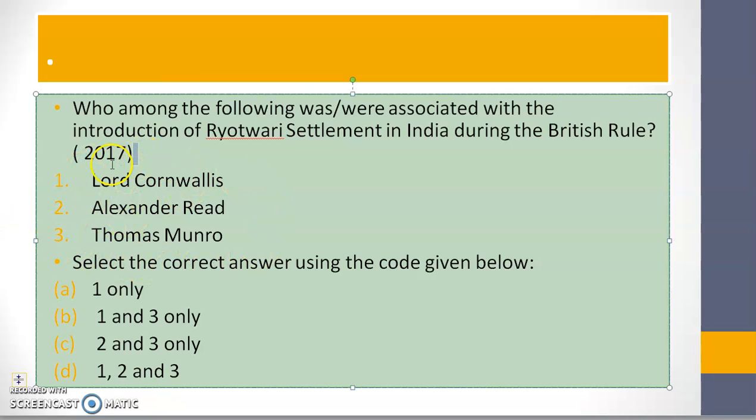I'm sure most of you know that Lord Cornwallis was associated with Permanent Settlement, and Alexander Read and Thomas Munro, we just talked about them, they were associated with Ryotwari settlement. So here the answer would be C, that is 2 and 3. So I'm sure you guys are getting it that if you are familiar with the basic story, you can easily answer these types of questions in the exam.